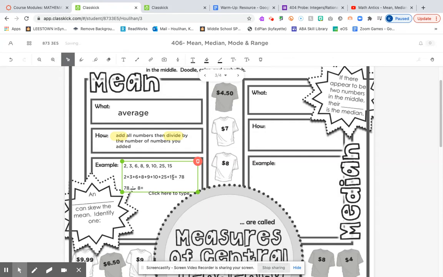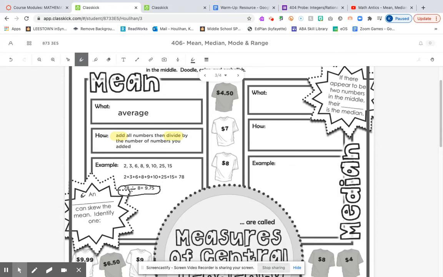And 78 divided by 8 is 9.75. So 9.75 is our mean, and that would be our answer. So I'm going to circle that. 9.75 is our answer, and that is how we do it. Okay?